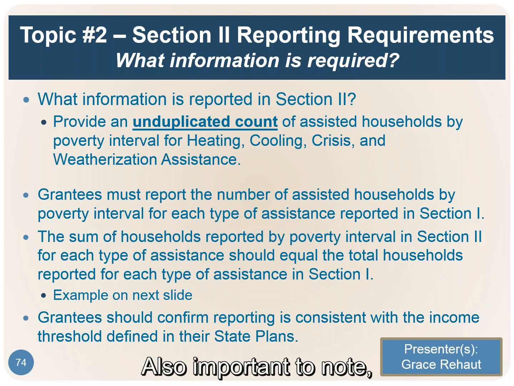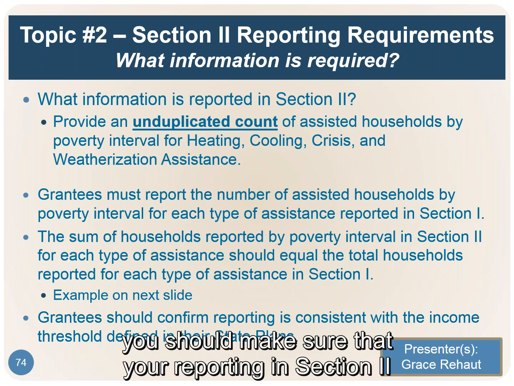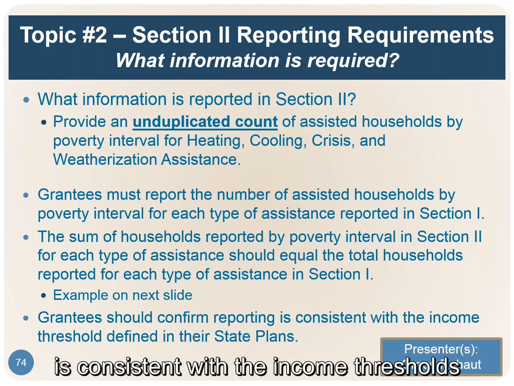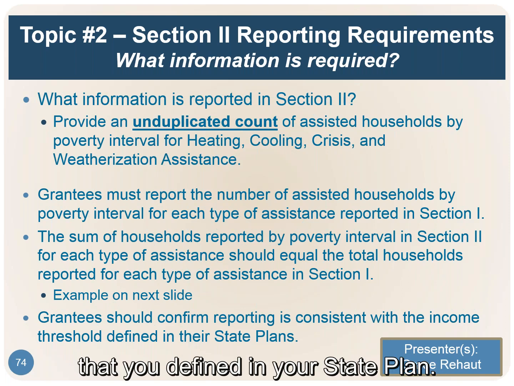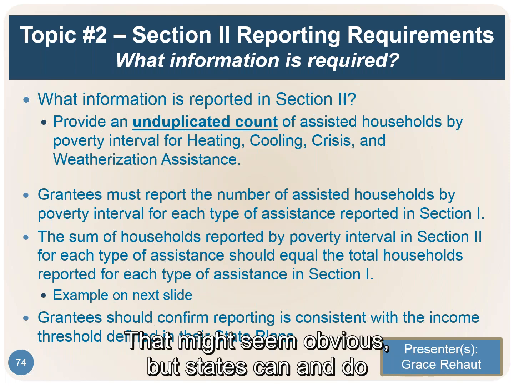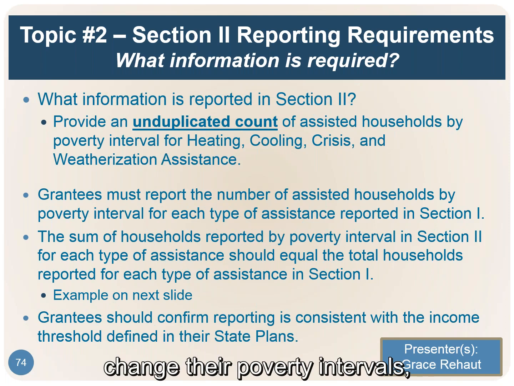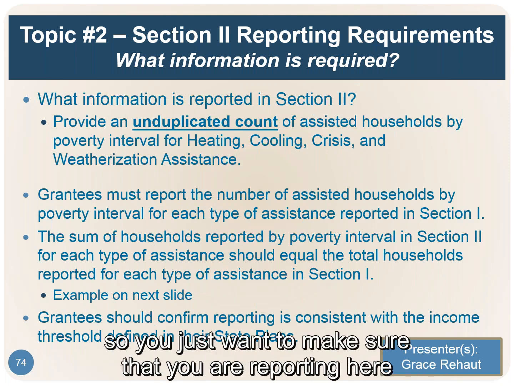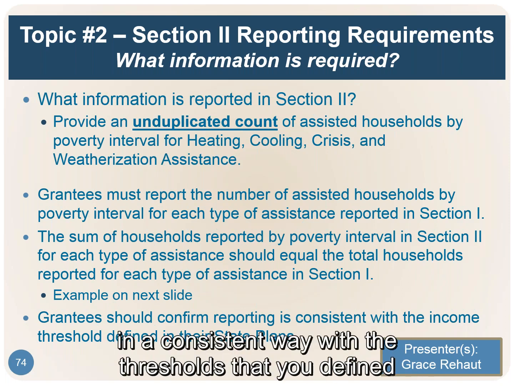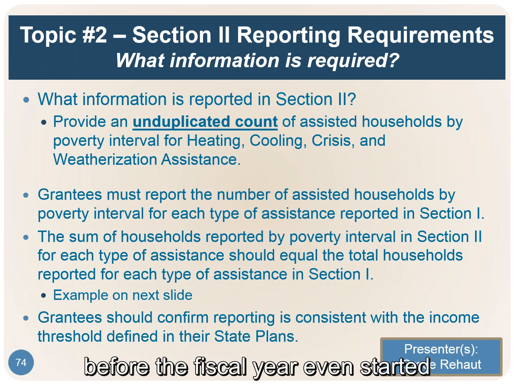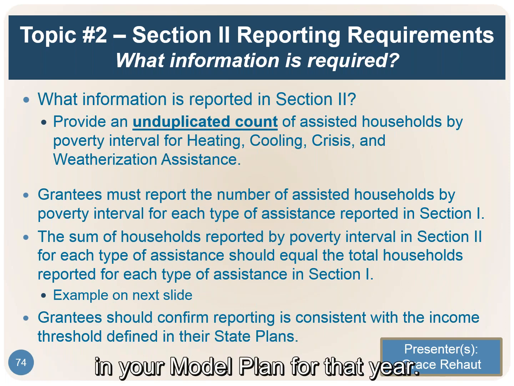Also important to note, you should make sure that your reporting in Section 2 is consistent with the income thresholds that you defined in your state plan. That might seem obvious, but states can and do change their poverty intervals. So you just want to make sure that you are reporting here in a consistent way with the thresholds that you defined before the fiscal year even started in your model plan for that year.